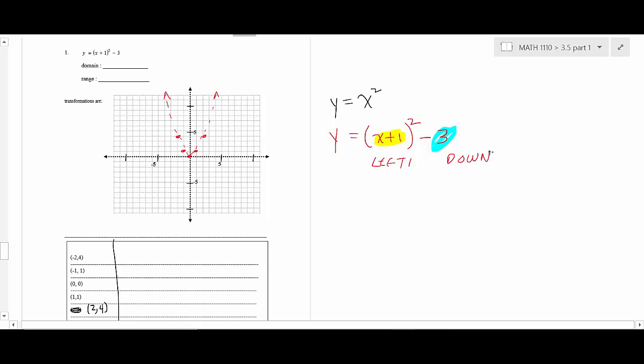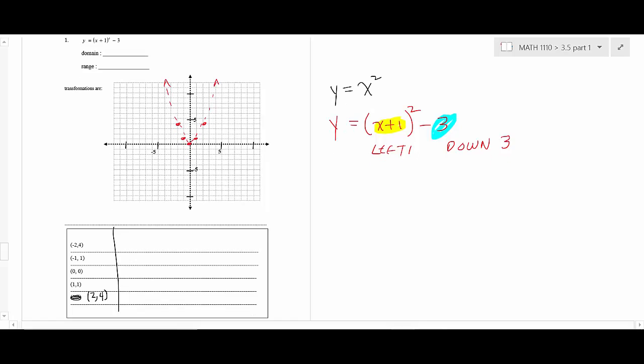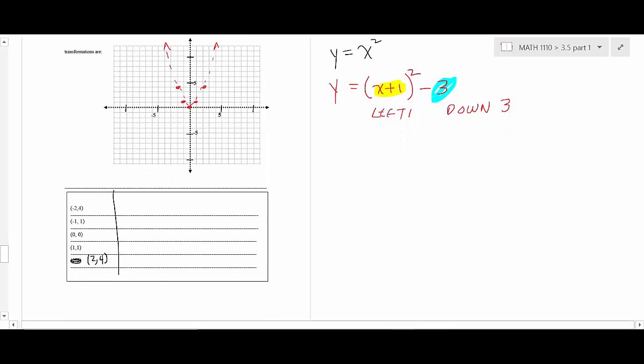Which order do you do those in? You do the left, right first, and you always finish with up, down. If there was a stretch or shrink in the middle of that, you do that kind of in the middle. Now, you could do this one pretty easily without the graph, but I'm just going to keep doing these the same way. We're going to start by doing left 1, then move to down 3. You can actually do these at the same time because it won't make any difference.